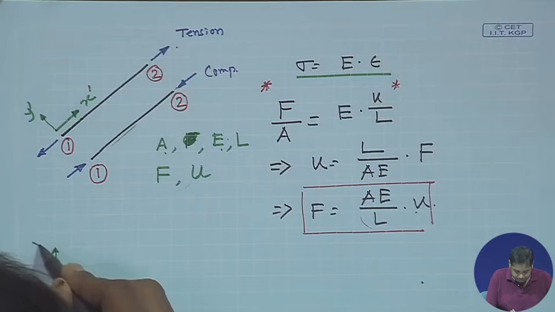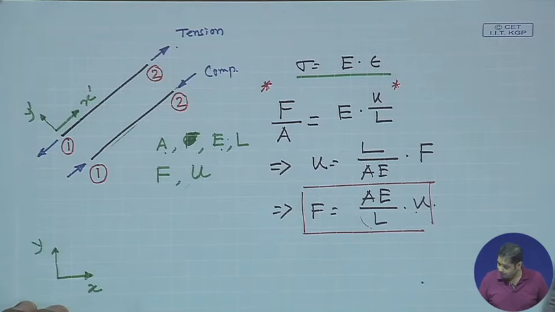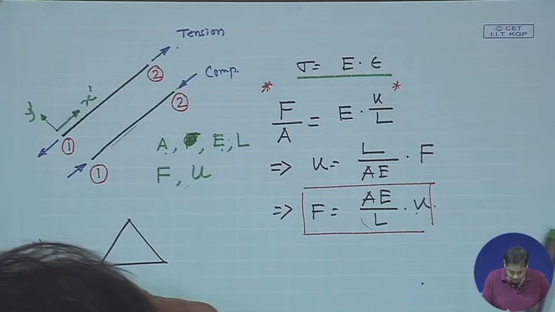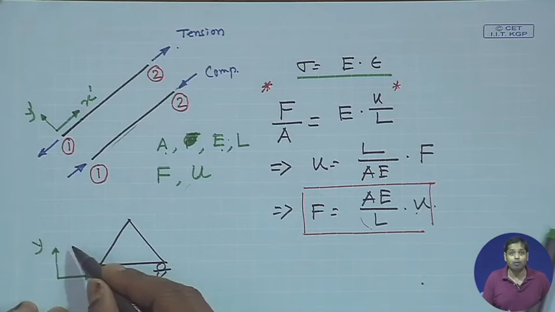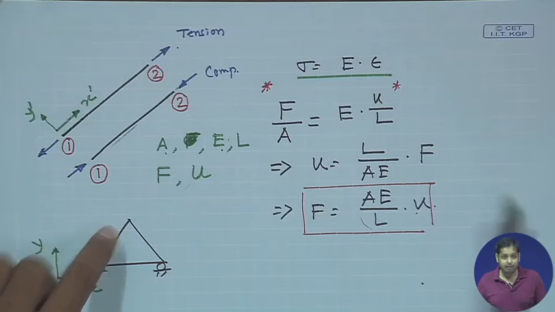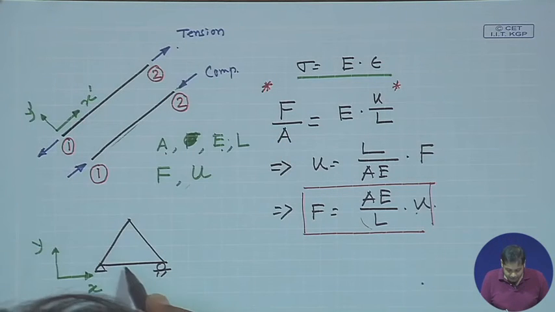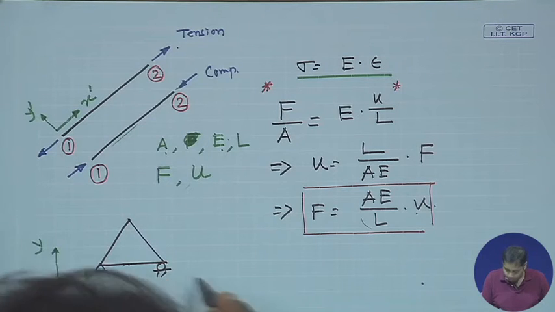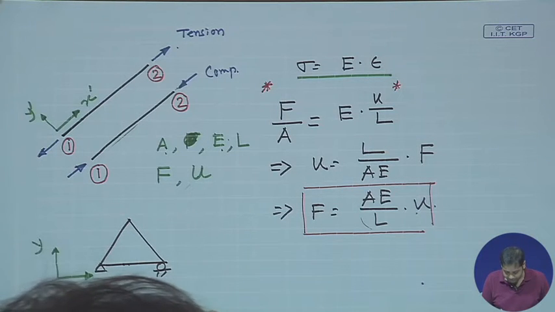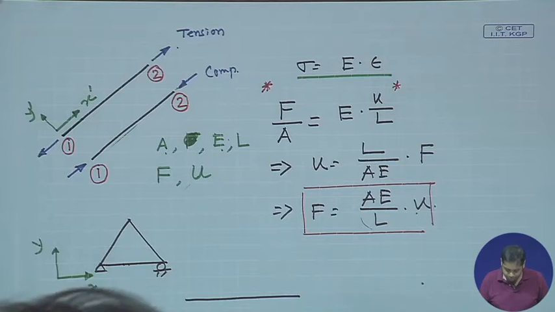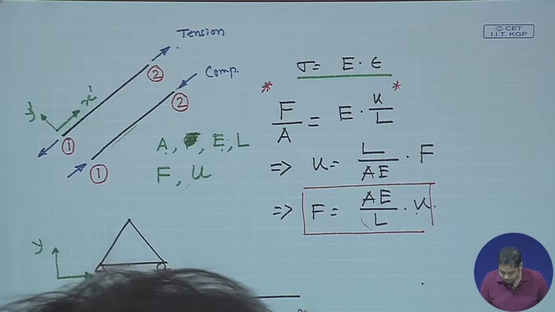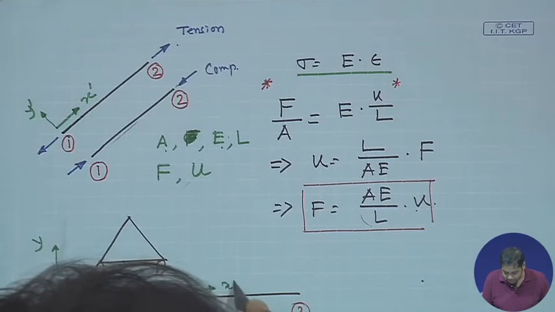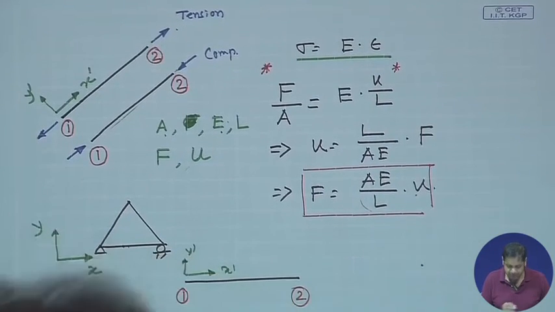This is x and this is y. Okay. So if the truss is like this, this is my global coordinate system. For this member, the local coordinate system is this. Say this member is oriented like this, and suppose this is 1, this is 2, and then the local coordinate system is this is x dash and this is y dash. Okay.